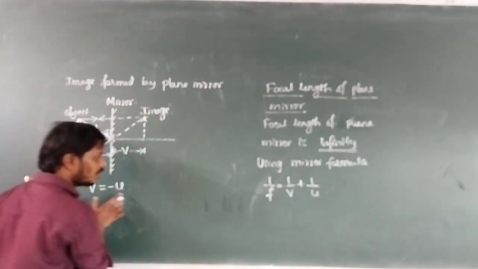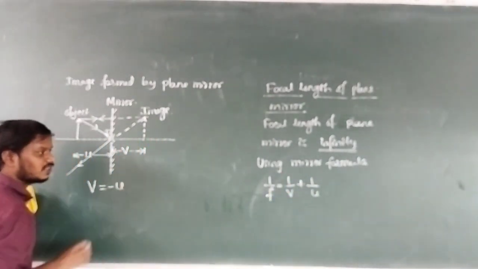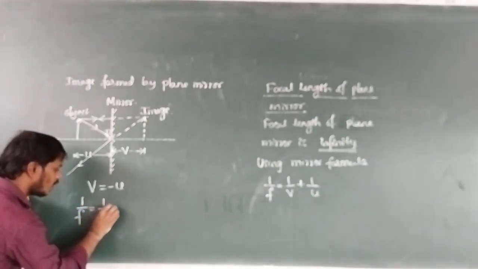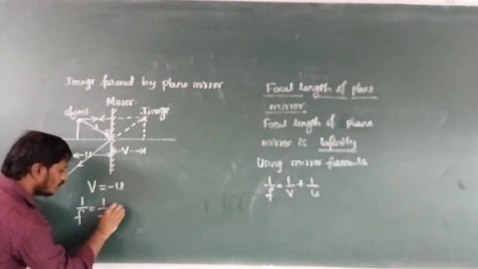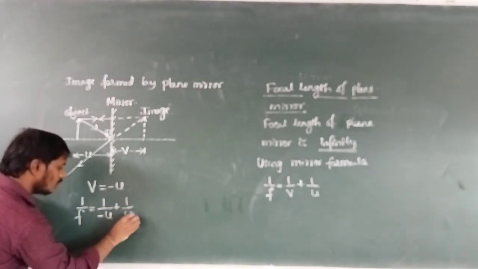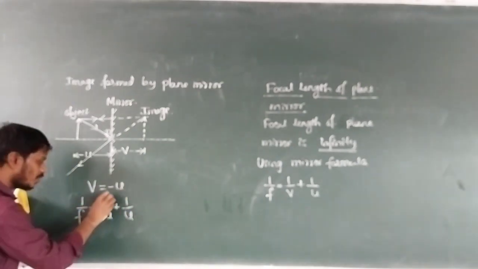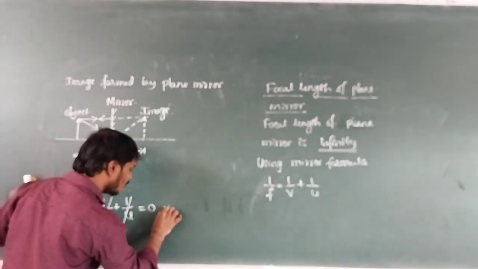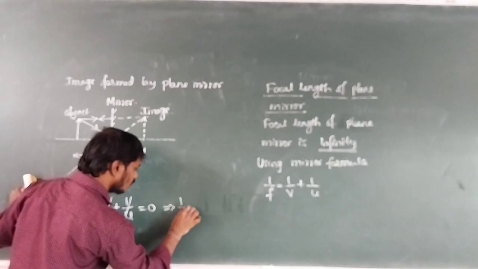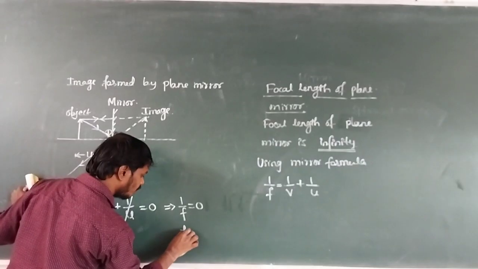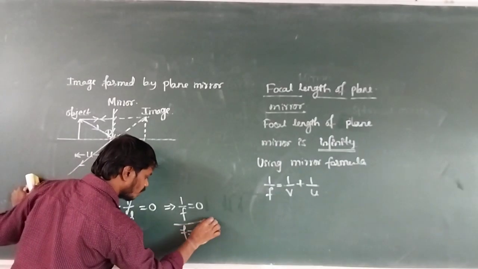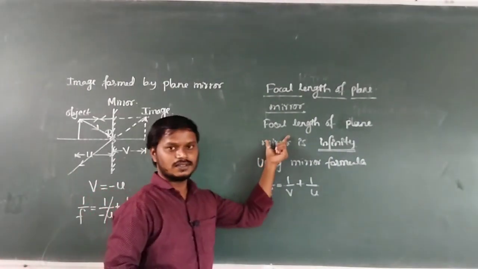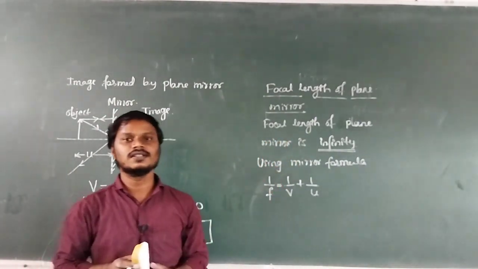Substituting this value in this equation, we get 1 by f is equal to 1 by V, which is minus 1 by U, plus 1 by U. Minus 1 by U plus 1 by U cancel, that is equal to 0. Then 1 by f is equal to 0, so f is equal to infinity. Hence, the focal length of the plane mirror is infinity. Remember this point.